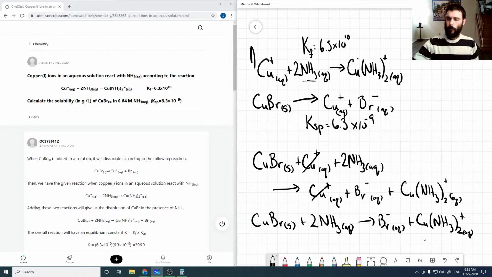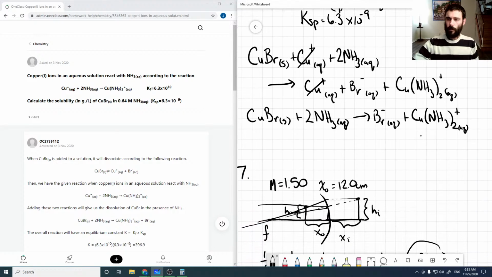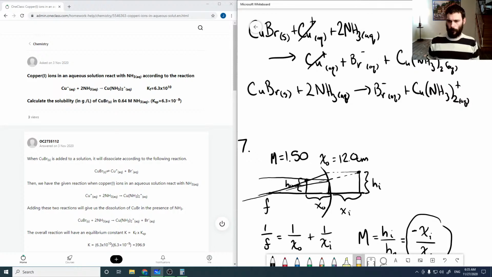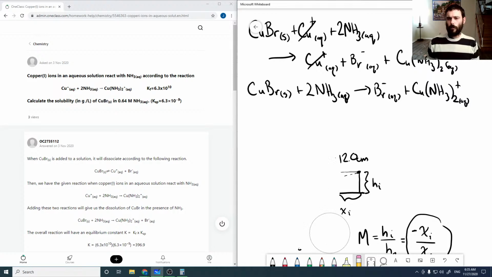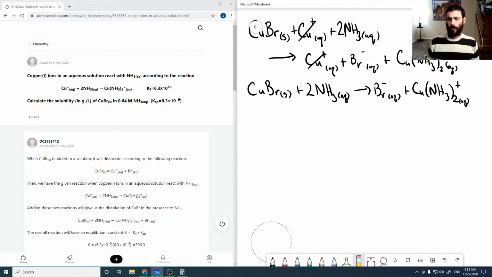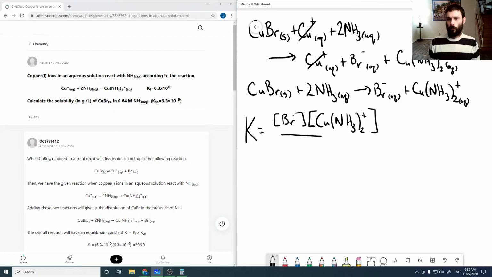Okay, so now we're going to want to get the K constant for this reaction, and so the K is just the concentration of bromine, concentration of copper ammonia, over our concentration of NH3 squared.